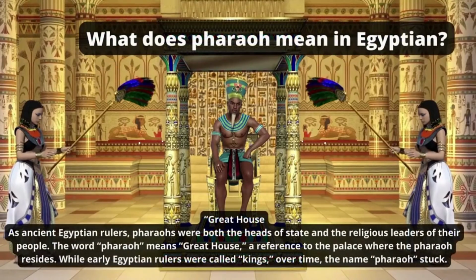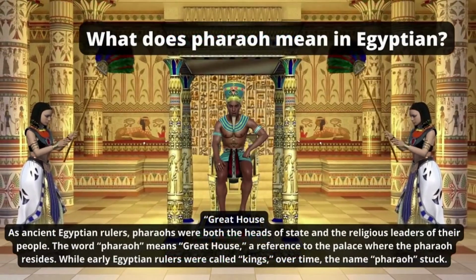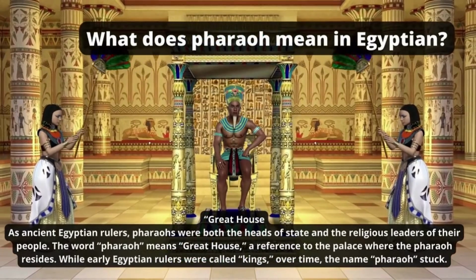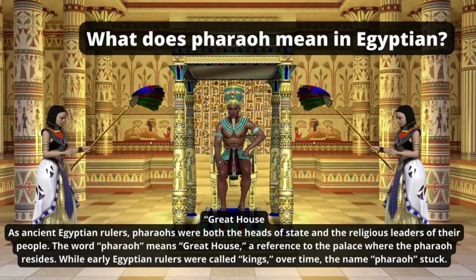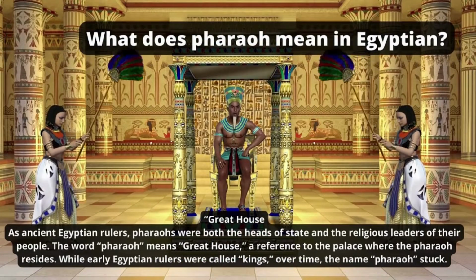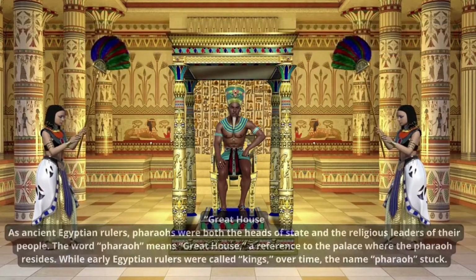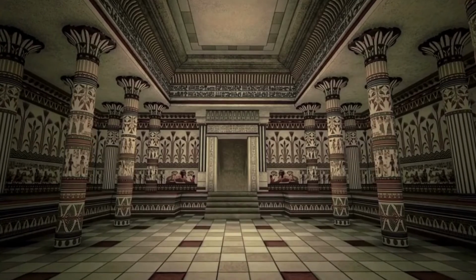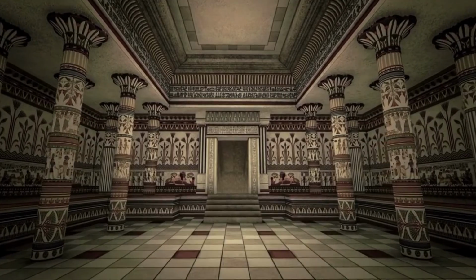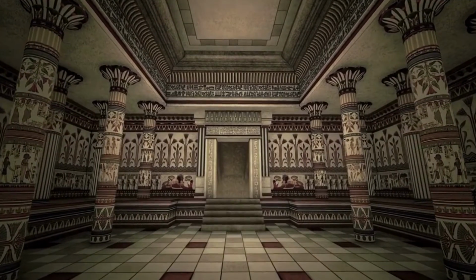What does pharaoh mean in Egyptian? Great house. As ancient Egyptian rulers, pharaohs were both the heads of state and the religious leaders of their people. The word pharaoh means great house, a reference to the palace where the pharaoh resides. While early Egyptian rulers were called kings, over time, the name pharaoh stuck.